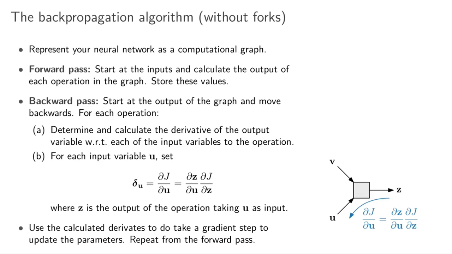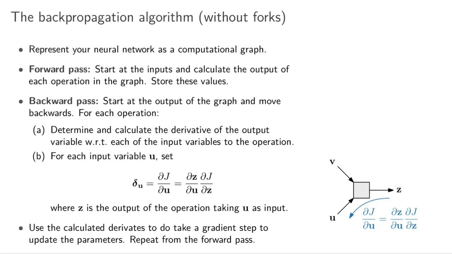Then in your graph, you make a forward pass, which is where you start at the input of the graph, calculate the outputs of each of the operations in the graph, and store these values. Then you take a backward pass, where you start at the output of the graph and move backwards. For each of the operations in your graph, you determine and calculate the derivative of the output with respect to each of the input variables to that operation. This probably doesn't make any sense yet, because we need to look at an example for it to really make sense.